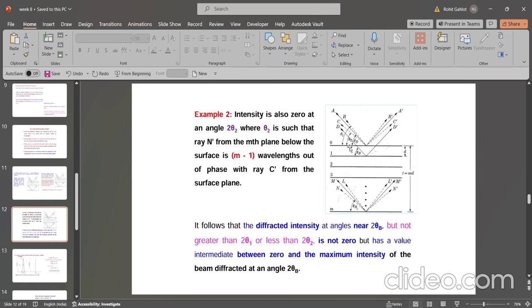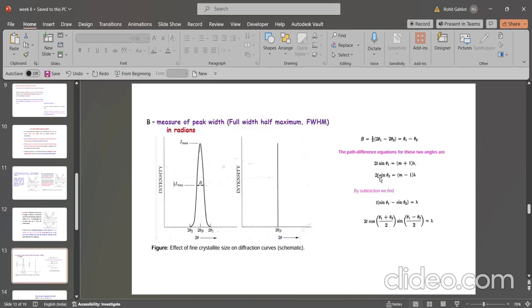This 2 theta 2 is slightly lesser than your Bragg's angle, and then similarly for the m minus n times wavelength, it is out of phase with ray c dash from the surface plane. So here also the resultant intensity will be 0. So at slightly higher theta 1 and at lower theta 2, the resultant intensity at some particular distance will be 0.